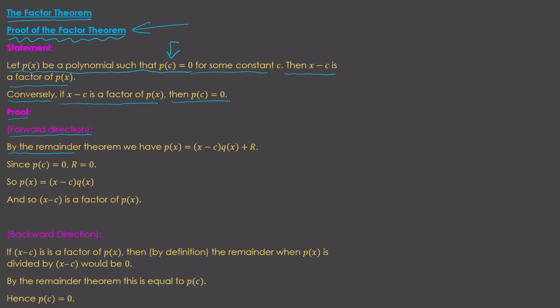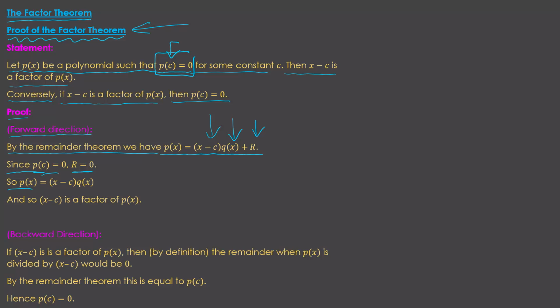We know from the remainder theorem that when we divide by x minus c, we can always write p of x in the form x minus c times the quotient q of x plus the remainder r. We looked at several examples producing expressions like this. Since p of c is equal to 0, because remember in this direction we're saying p of c is equal to 0, it follows that r must be 0.